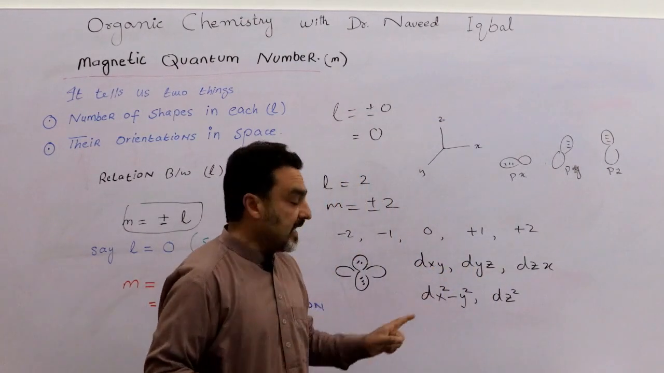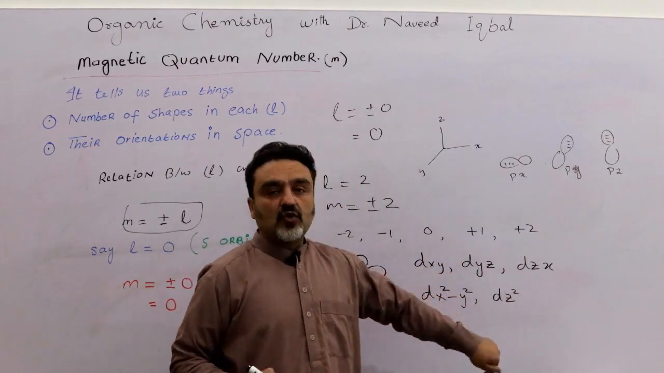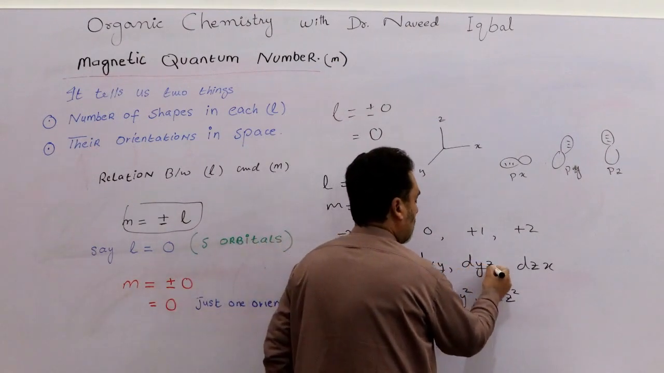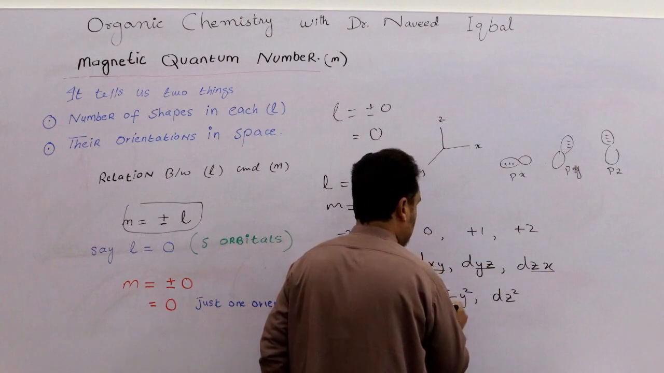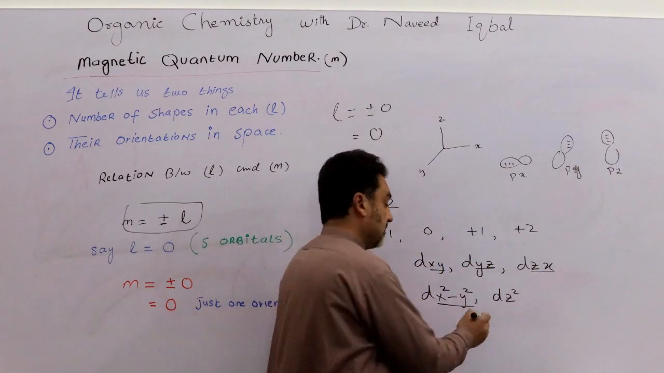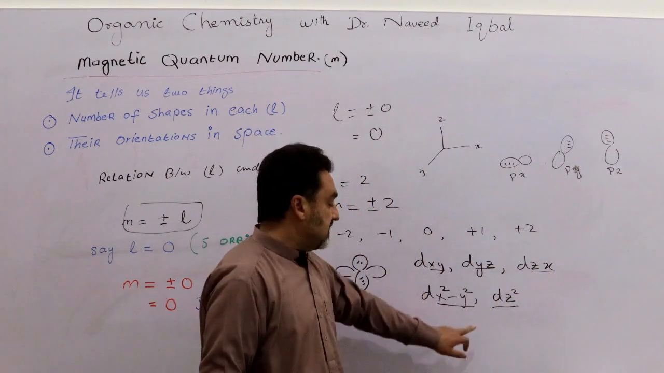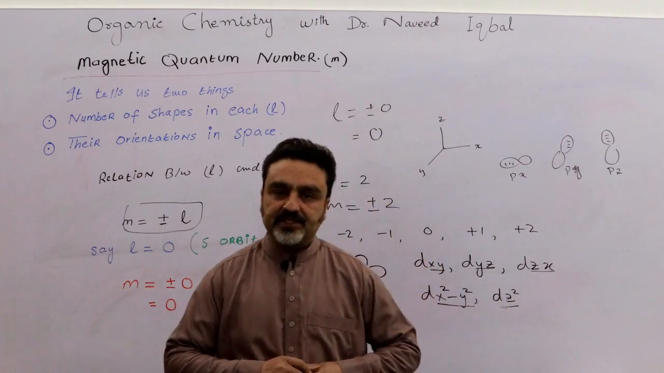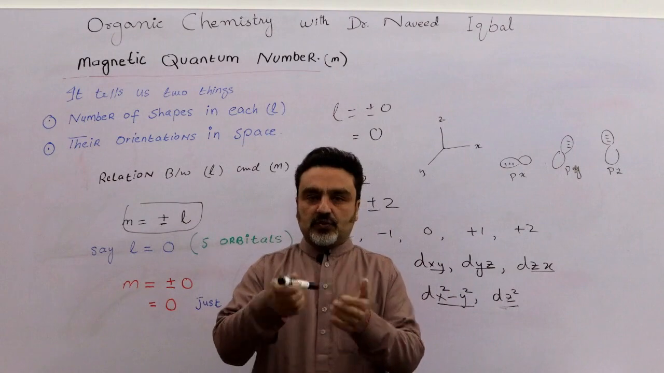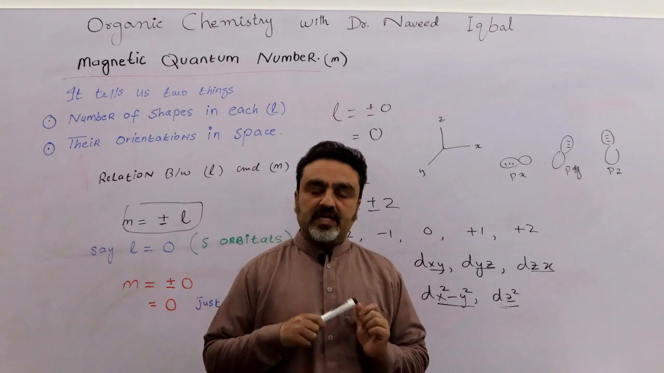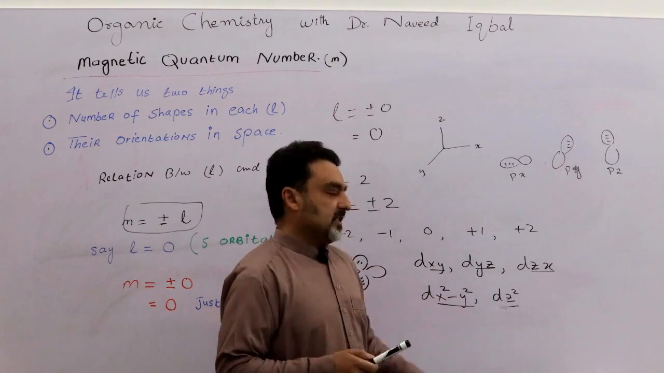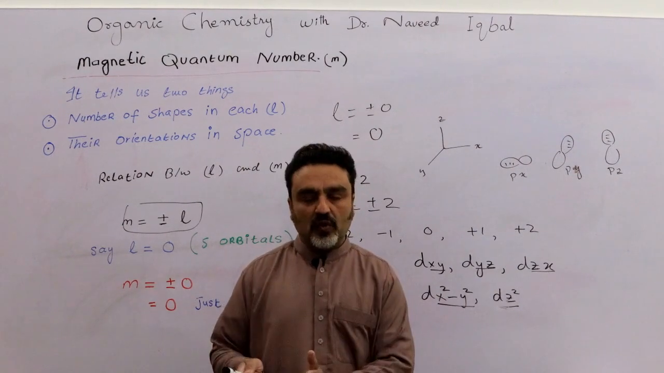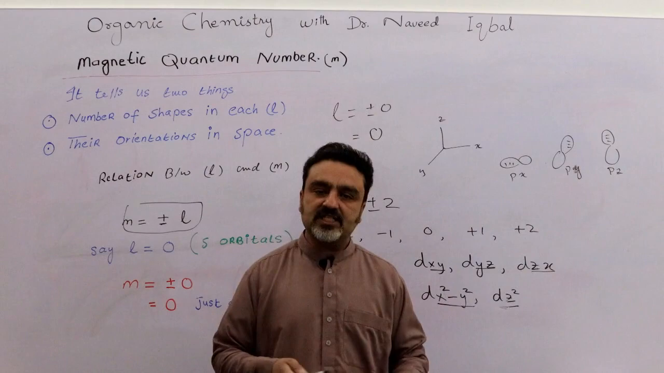These all have d in common, but this xy has some meaning, this yz has some meaning, this zx has, this x squared minus y squared has also some meaning, and this z squared has also some meanings associated with it. So in the next video I will explain all these, how these d orbitals or p orbitals are oriented in space.